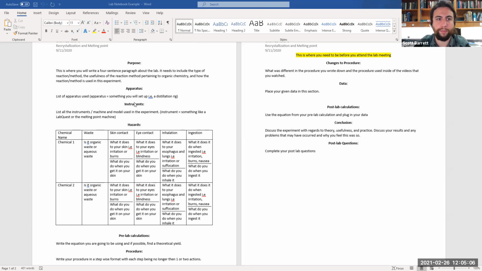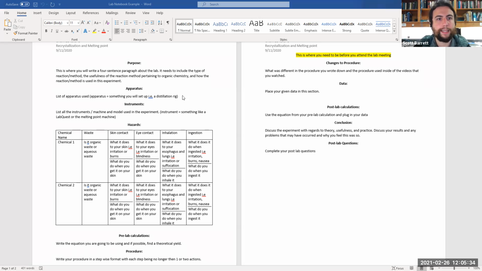Make sure that you understand here the difference between an apparatus and an instrument. The instrument would be a machine that we'd be using. For instance, in the first week, we had a melting point machine, so that would be an example of a machine. However, apparatus would be something like a round bottom flask or Erlenmeyer flask or graduated cylinder. So just make sure that you understand the main difference between those two and then put them into the separate sections, because I've noticed some people are putting either everything in the apparatus section or everything in the instrument section.